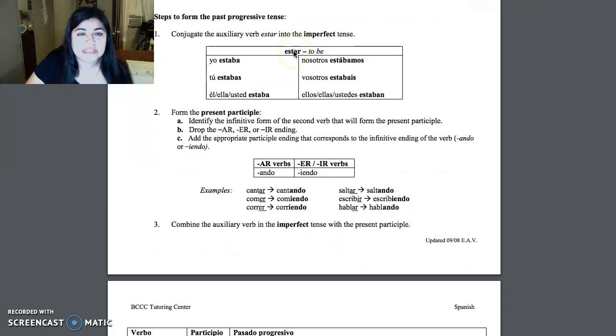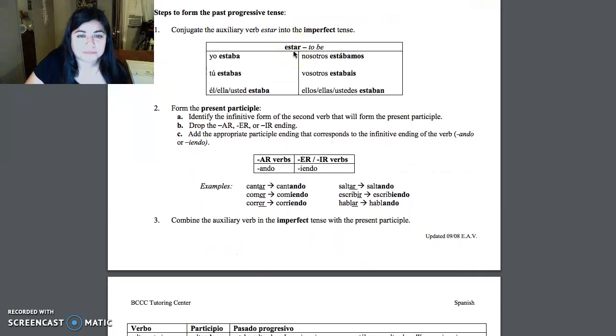All right, so I want you to take a minute, go ahead in your notes, and conjugate the imperfect form of estar. Remember? Yo estaba, tú estabas, él, ella, usted estaba, nosotros estábamos, y ellos, ellas, ustedes estaban. Go ahead, take a minute, write those down in your notes. Or you may also pause the video as you write.